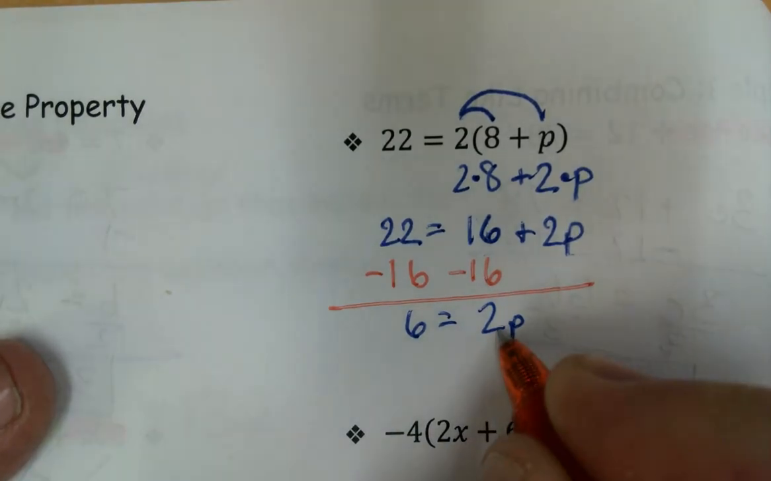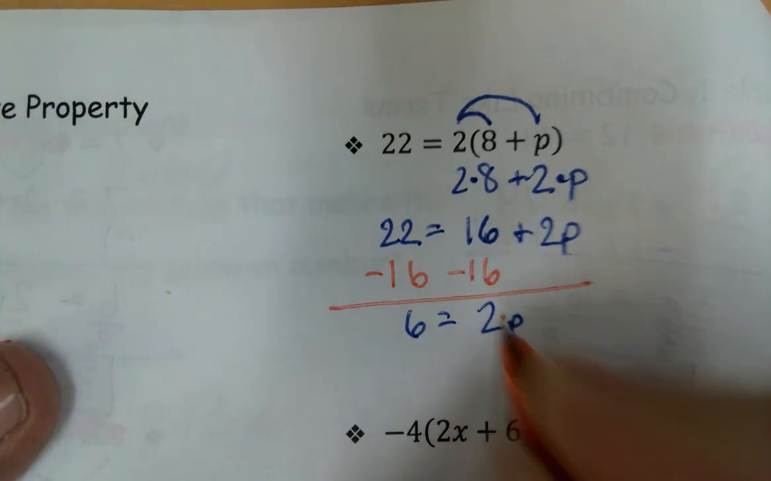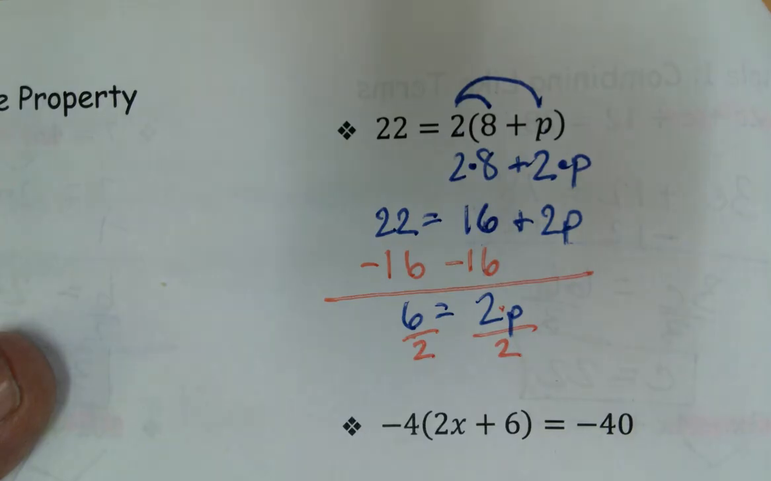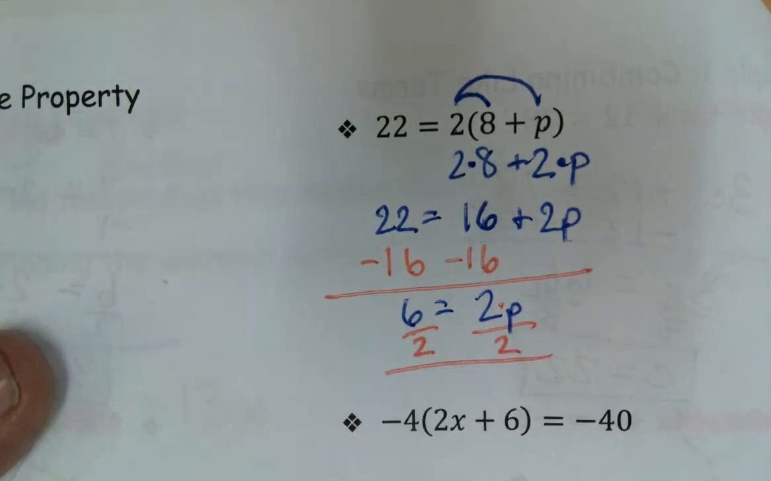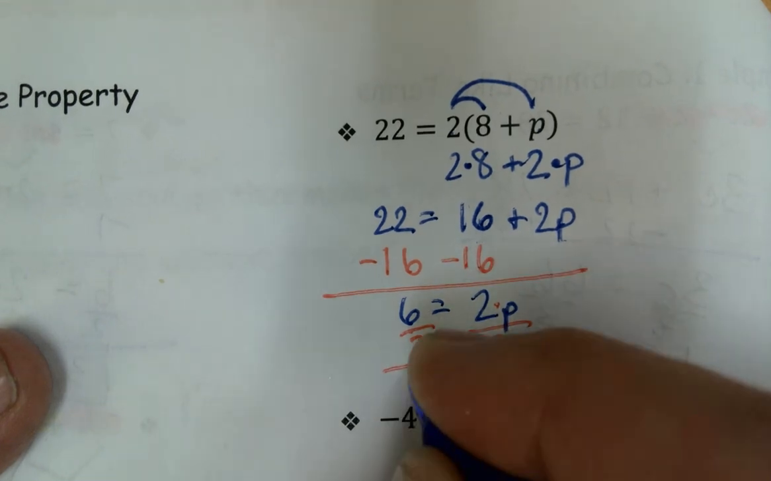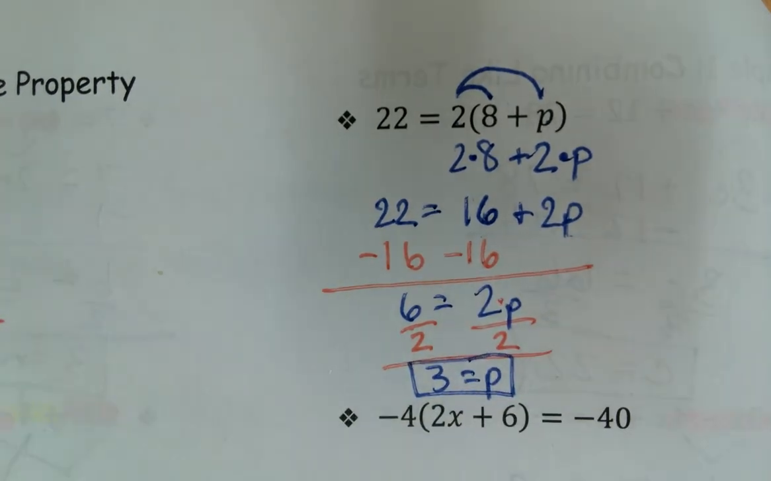And so now we got to get rid of that 2. Again, that's 2 times p, so we're going to get rid of it by dividing by 2 on both sides. Dividing by 2 gives me 3 equal to p, or p equal to 3, however you want to write that.